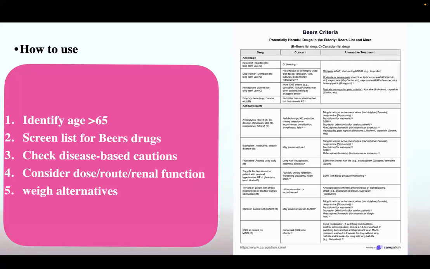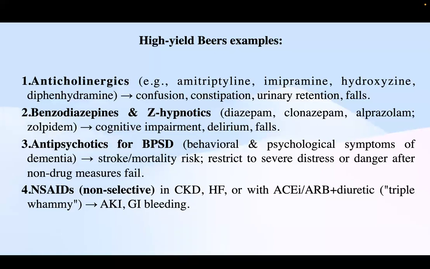Okay, what are the high-yield Beer's examples we have? First, as I said earlier, I also have that picture in the slide: anticholinergics. Any kind of anticholinergics like amitriptyline, imipramine, hydroxyzine, and diphenhydramine leads to confusion, constipation, urinary retention, and fall episodes. See, this is all about the geriatric population. So please remember it that way and understand it that way. Okay, it leads to confusion, constipation, urinary retention, and fall episodes. For anticholinergics, you need to check Beer's criteria.